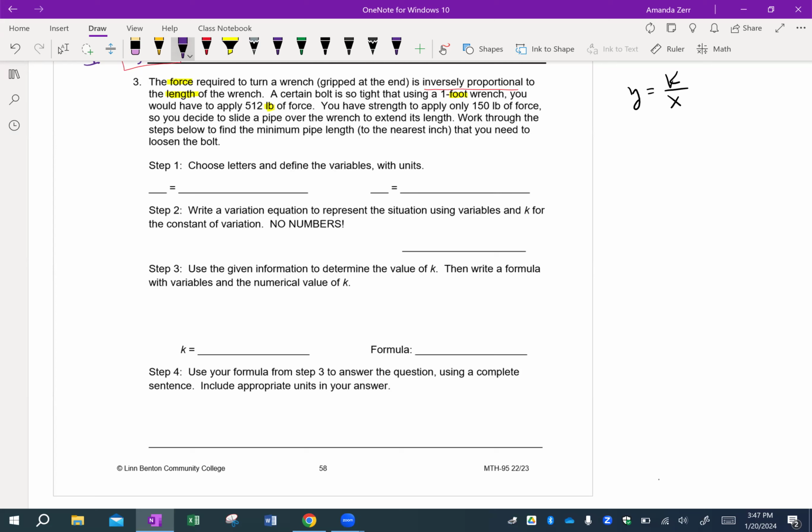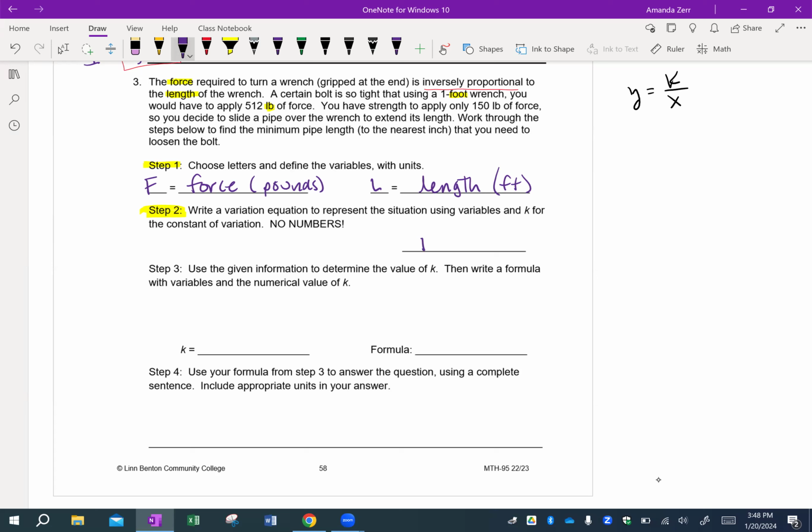So let's define our variables. F is for force in pounds, and L is going to be length in feet. All right. So step 1, I figured out what the story is about. Step 2 is to figure out what the setup is going to be.